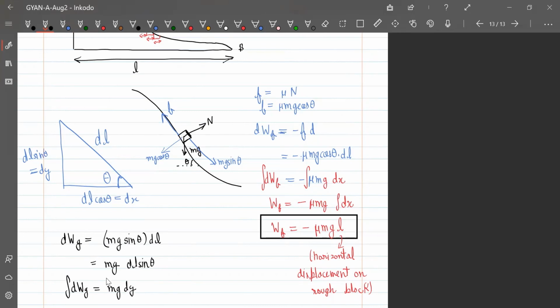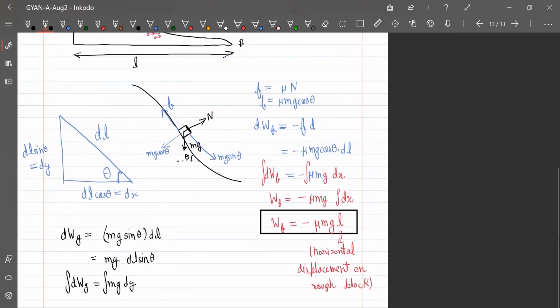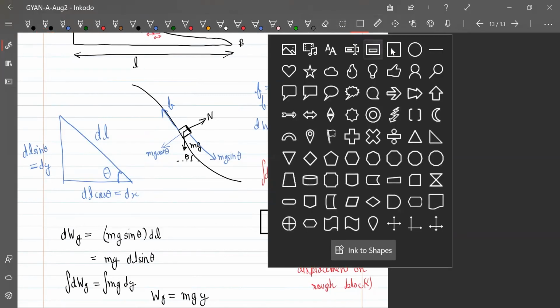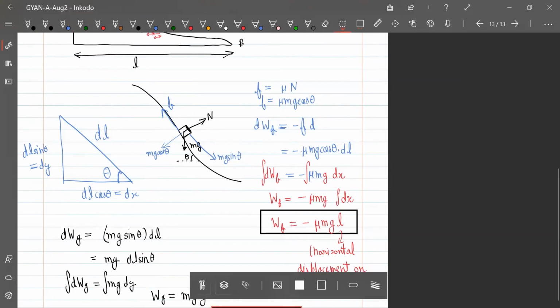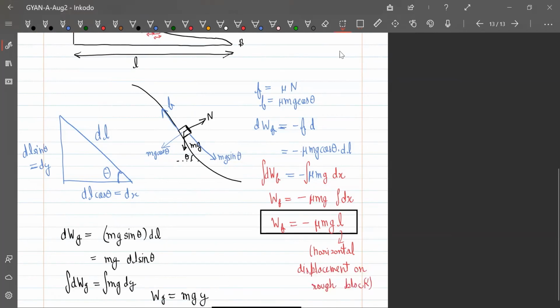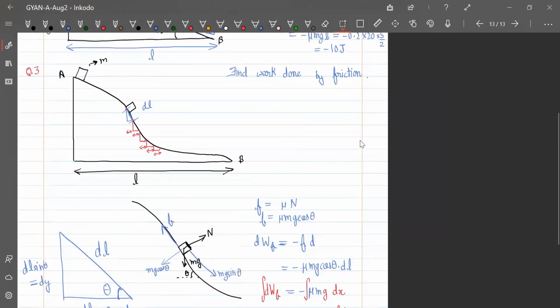Total work done by gravity, I can just integrate this, mg will always be constant. From here we get the work done by gravity is mg into y. So work done by gravity only depends on the vertical displacement, and work done by friction only depends on the horizontal motion. So this is how we should derive this relation.